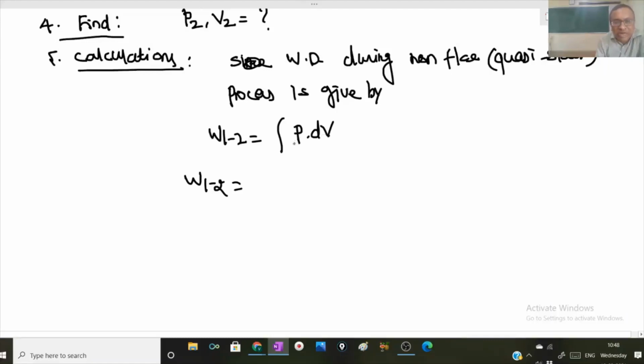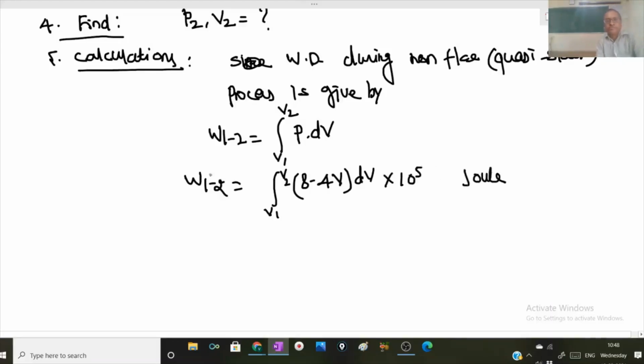So we have been given that relationship. So I will follow the convention suggested by one of you, V1, V2. Okay. So the expression for P is 8 minus 4V dV, and this will be from volume, initial volume to final volume, and into 10 to power 5. So this will be actually in joule. Now put all the values. Before that, let me solve this.